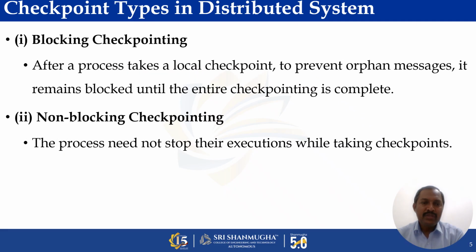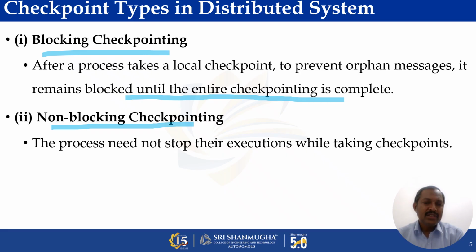There are two types of coordinated checkpointing. One is blocking checkpointing, another one is non-blocking checkpointing. What is blocking checkpointing? After a process takes a local checkpoint, to prevent orphan messages, it remains blocked until the entire checkpoint is complete. And in non-blocking checkpointing, the process need not stop its execution while taking checkpoints.